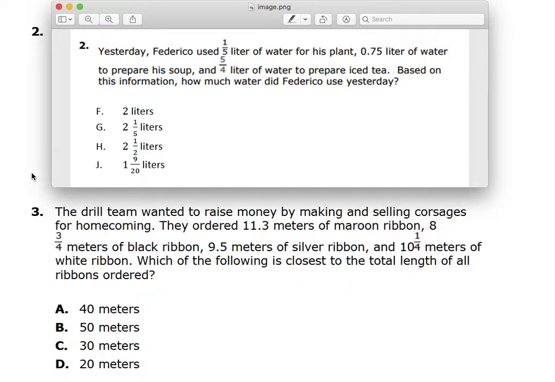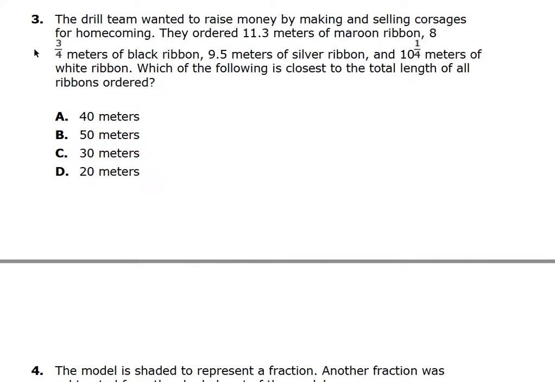Okay, moving on to number 3. The drill team wanted to raise money by making and selling corsages for homecoming. They ordered 11 3/10 meters of maroon ribbon, 8 3/4 meters of black ribbon, 9 5/10 meters of silver ribbon, and 10 1/4 meters of white ribbon. Which of the following is the closest to the total length of all ribbons ordered? A, 40 meters, B, 50 meters, C, 30 meters, D, 20 meters.